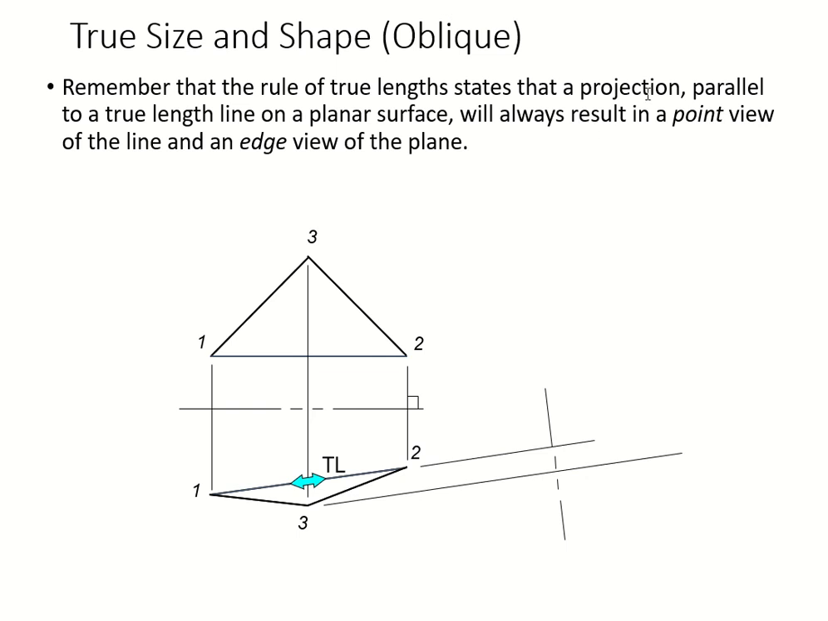This is just reiterating the rule of your true length, stating that a projection parallel to a true length line on a surface is going to give you a point view of the line or an edge view of the plane. So that's just from the previous section of this unit.